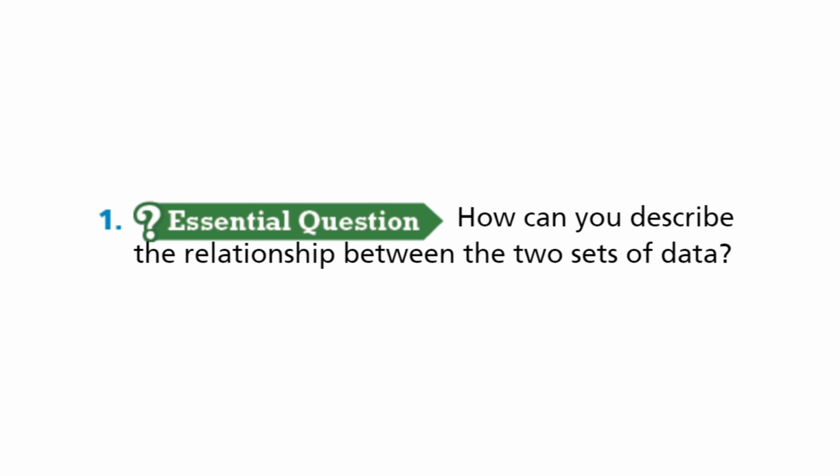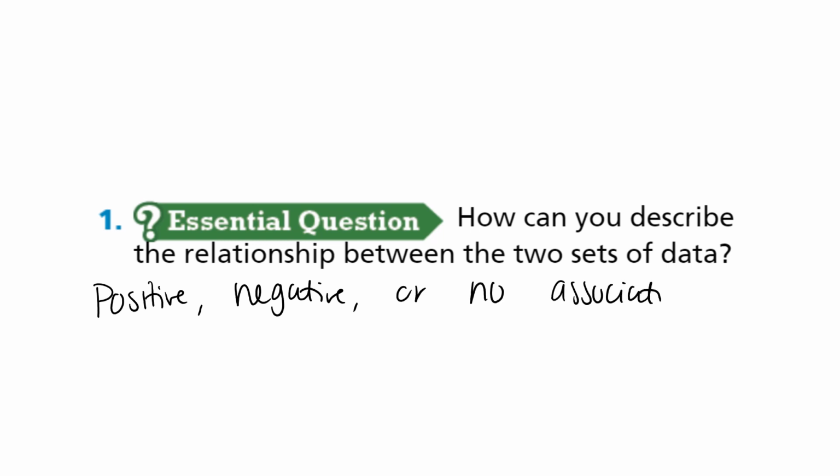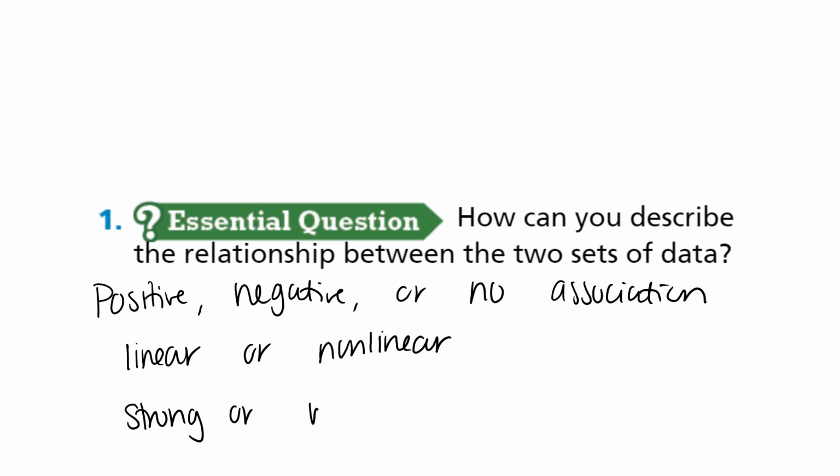In a scatter plot, we can describe the relationship as either positive, negative, or no association. We can describe the relationship as either linear or nonlinear. And we can describe the relationship as either strong or weak.